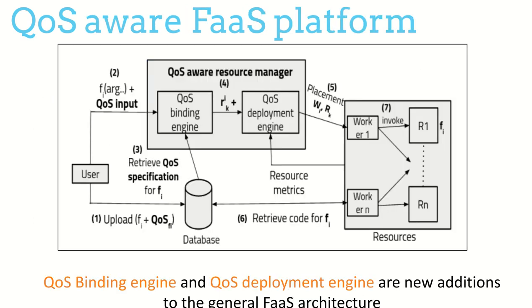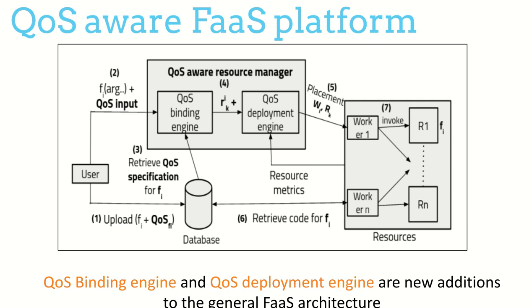So let's look at how to realize these ideas. We built a prototype to show how this QoS specification can be used to achieve better, cost efficient executions. This platform consists of two main parts: the QoS binding engine and the QoS deployment engine. This is the only addition that we have done to the general FaaS architecture, such as OpenLambda and OpenWhisk and so on. First, let's look at the workflow of this diagram.